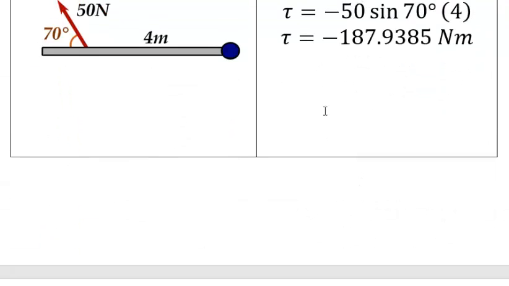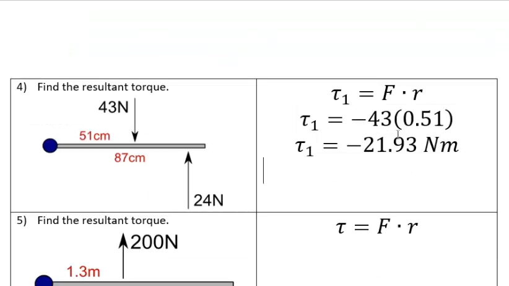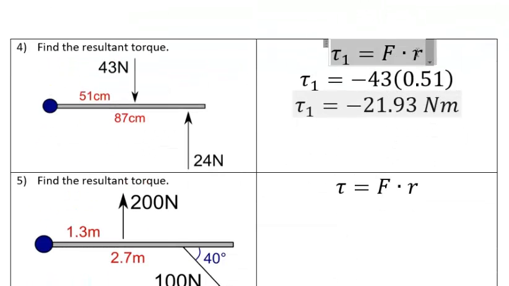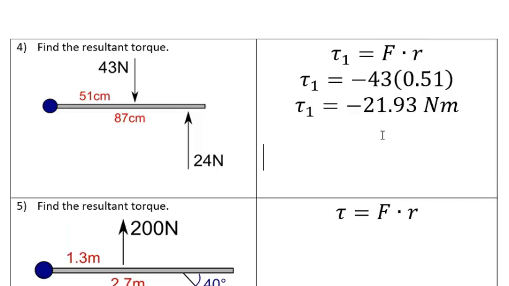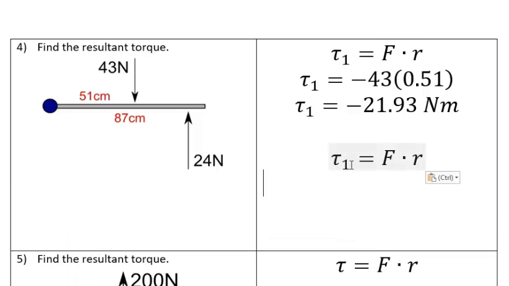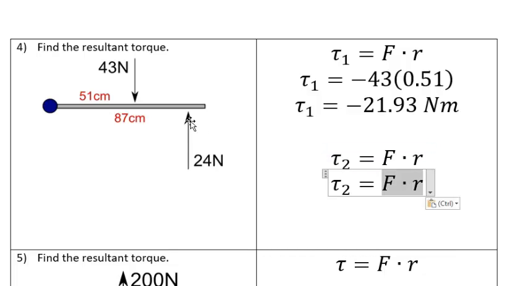Okay, so to find the other one, I use the same formula again. Now I'm going to talk about torque number 2, the second torque, so I'm going to use a subindex 2. In this case, the second force is going in this direction. It's going to rotate the bar in this other direction, which will be a positive direction. So I'm going to put the force, which is 24 newtons, times the lever arm, which will be 87 centimeters.